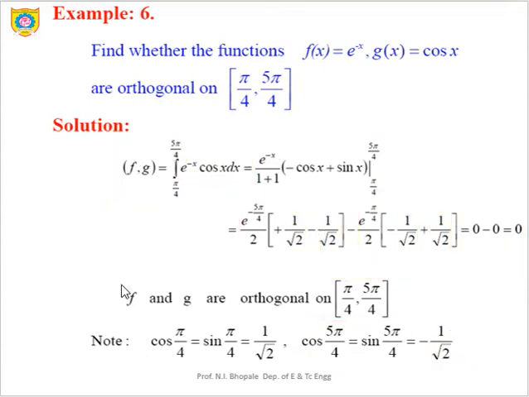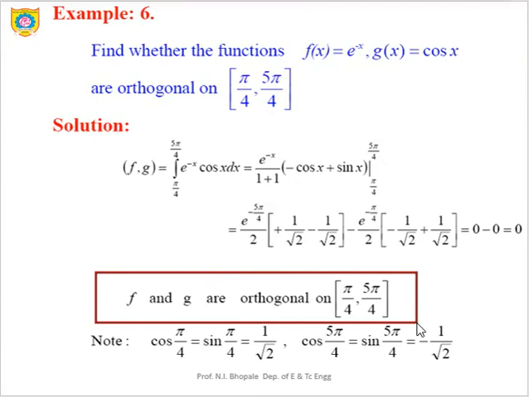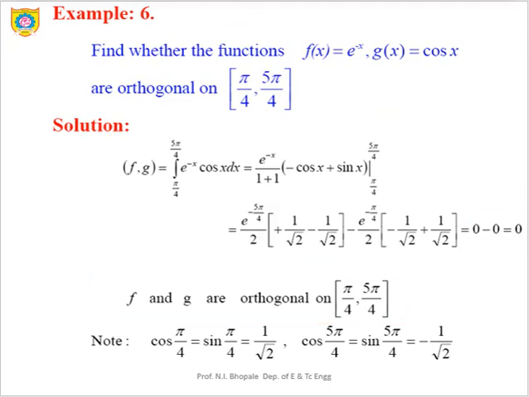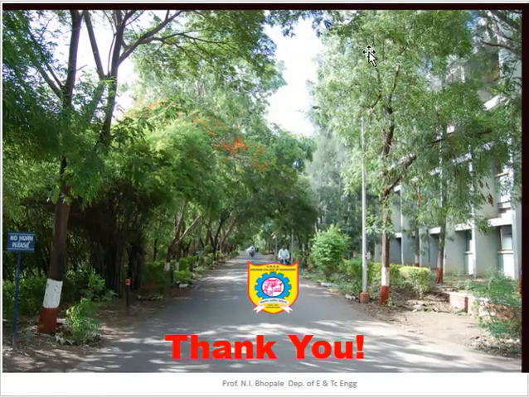So by solving it we can conclude that f and g are orthogonal on the interval pi by 4 comma 5 pi by 4, since it results in the value 0. That is about orthogonality and one of the numericals which you can further extend. Thank you everyone. Thank you very much.